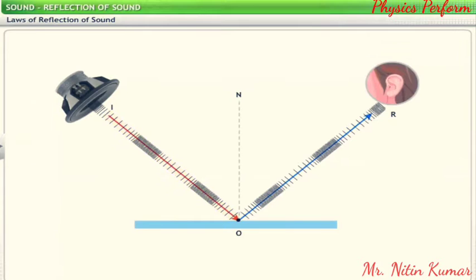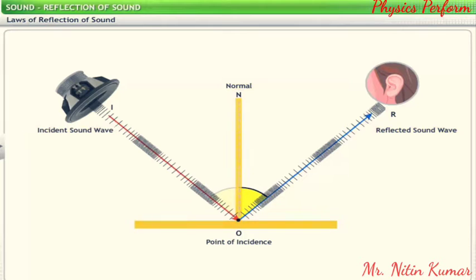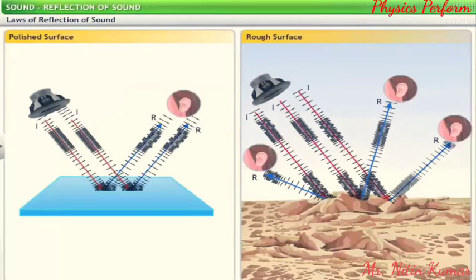According to the laws of reflection of sound, the direction in which the sound wave is incident and the direction in which it is reflected make equal angles with the normal to the reflecting surface at the point of incidence. The incident sound wave, the reflected wave, and the normal at the point of incidence are in the same plane. Sound waves need polished or rough surfaced obstacles to get reflected.